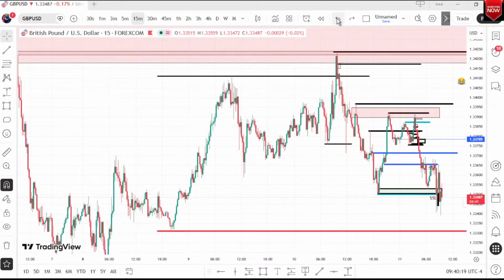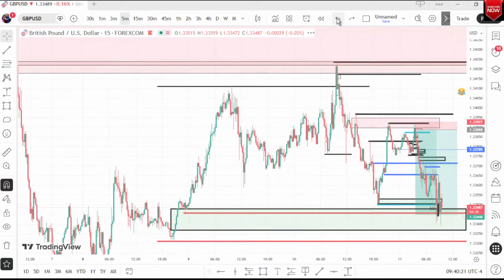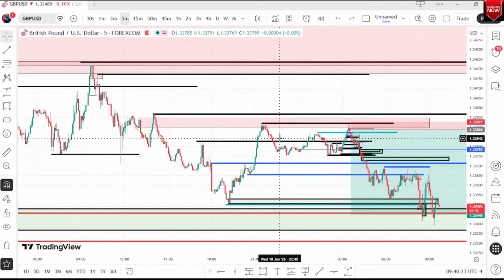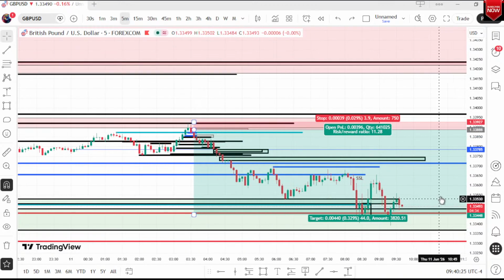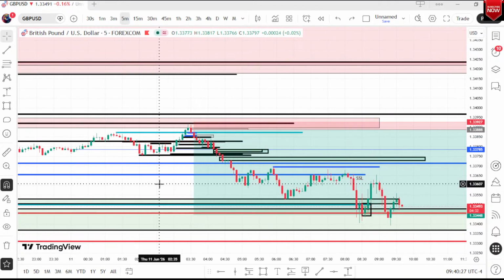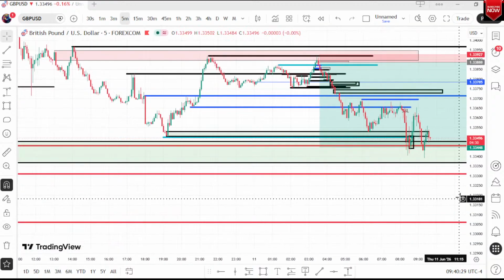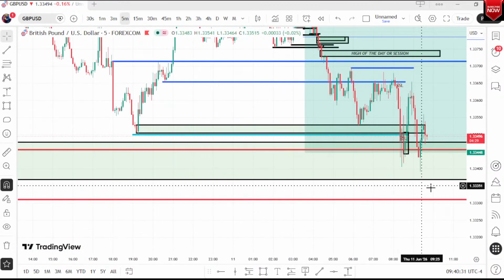Where am I going? I actually want to see that area. You see this area, we actually got this price from here. This is the area I want price action to go. So we actually got that.